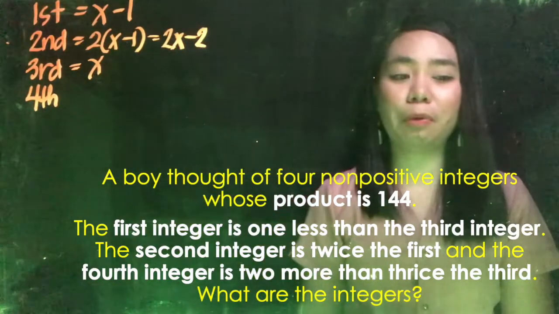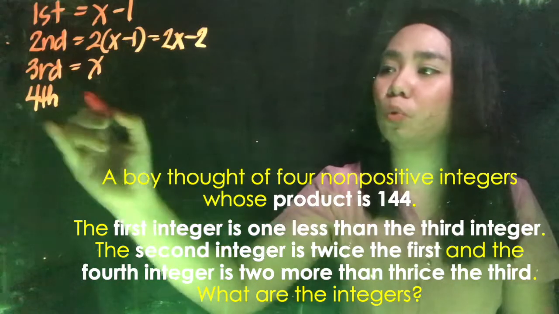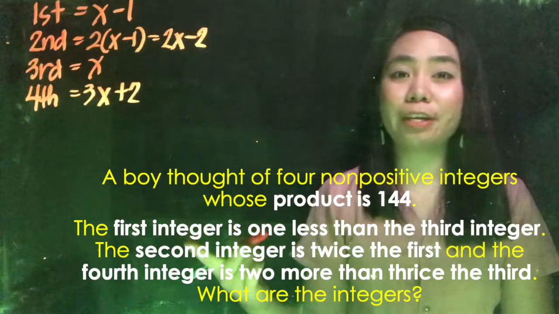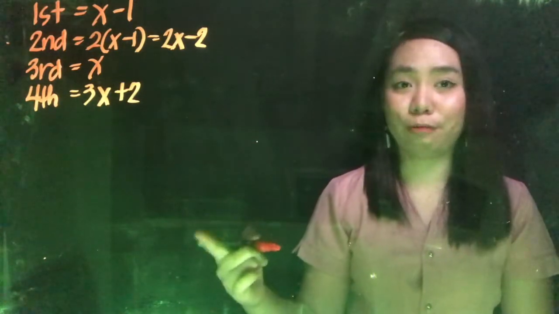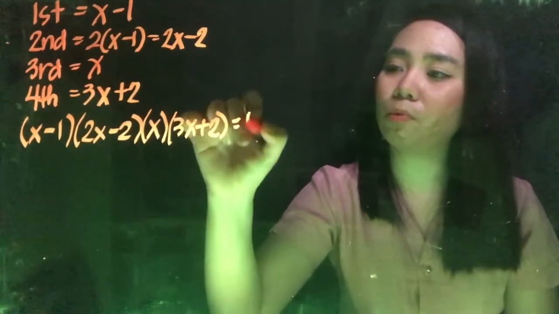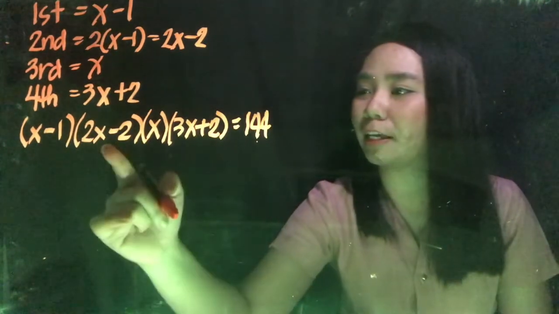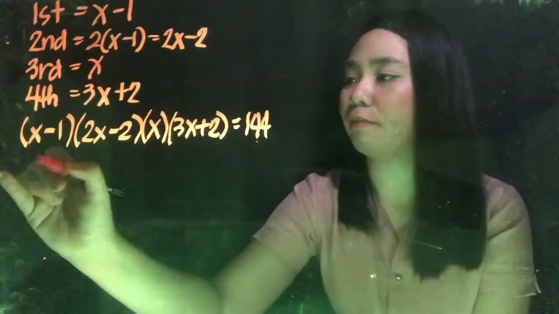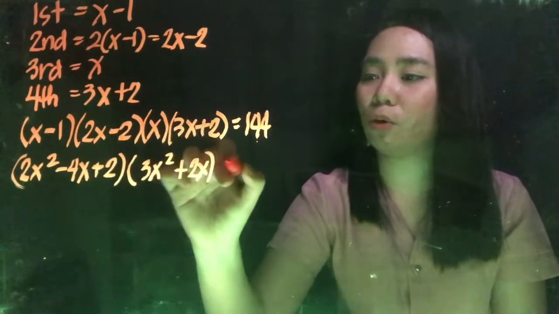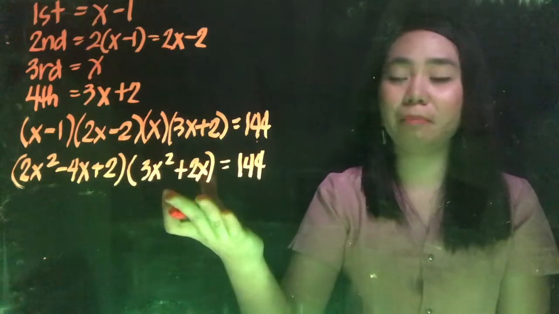And for the last one, our fourth integer is actually thrice the third integer more than 2. So thrice is 3 times and more than 2 is plus 2. And don't forget that their product is 144. So we have to get their product. Next, we have to multiply all these numbers. So I'll start multiplying this 2 and then this 2. That equals 144. Now let's multiply the trinomial by the binomial.